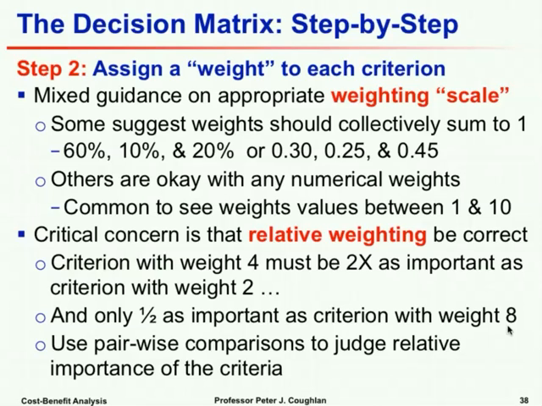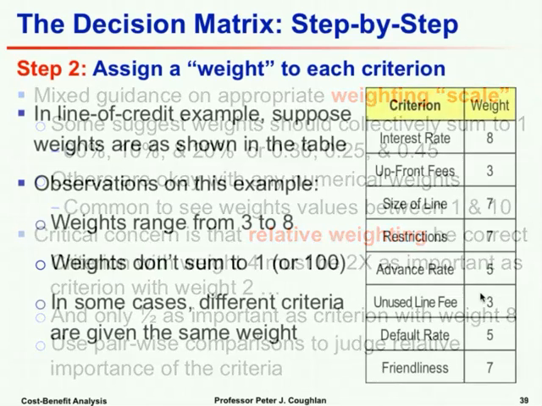Criterion 1 and 2, does that make sense? If one has a 4, one has a 2, is it twice as important as the other? And then compare criterion 1 and 3, 2 and 3. So you just compare all the pairs after you've assigned the weights and see if they make sense. If they don't, you might need to adjust them.